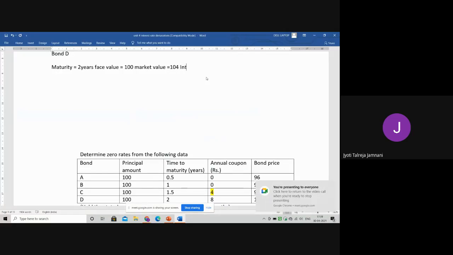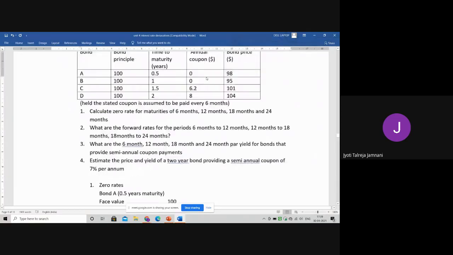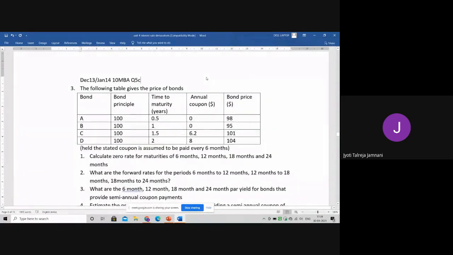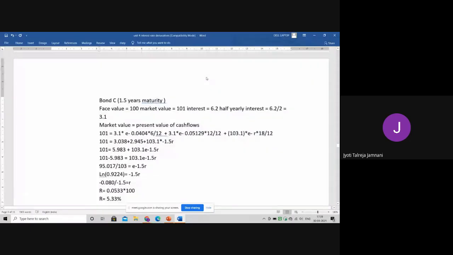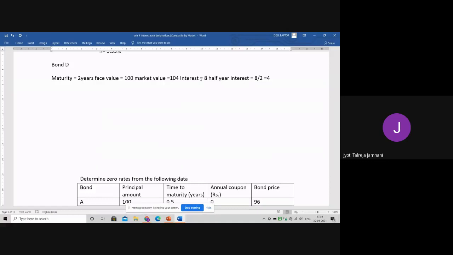Then interest. The interest for bond D is $8, and this is the interest for 1 year. We want half-year interest because it's paid half yearly. 8 divided by 2, we get 4. Now because the maturity is 2 years, we'll have 4 periods of 6 months in 2 years.